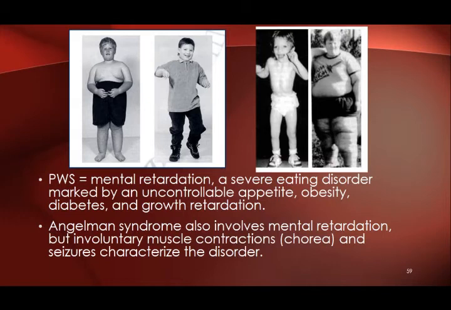retardation. And then with Angelman syndrome, you have mental retardation, involuntary muscle contractions, which is called chorea, and seizures. People with Angelman syndrome will usually be unable to learn, unable to emote. The only thing that they know is to laugh. They laugh all the time, and they cannot even walk, and they cannot even comprehend what is happening around them.